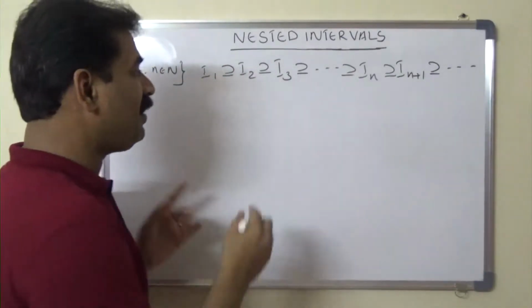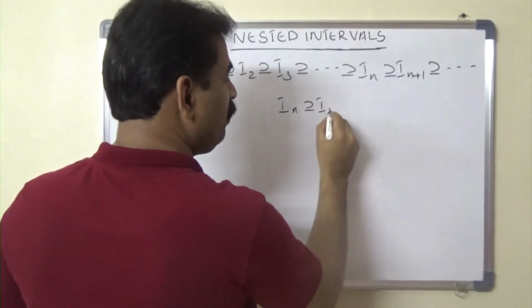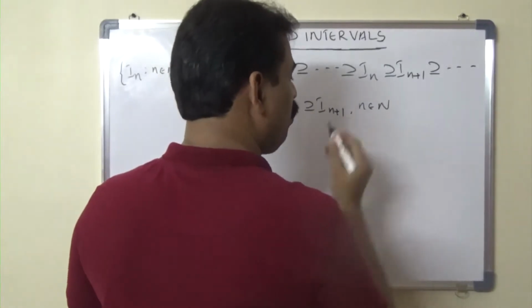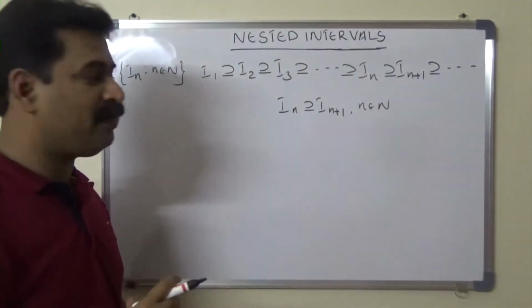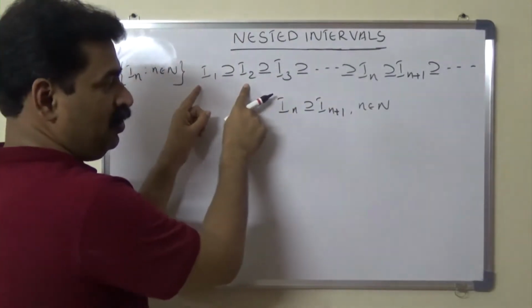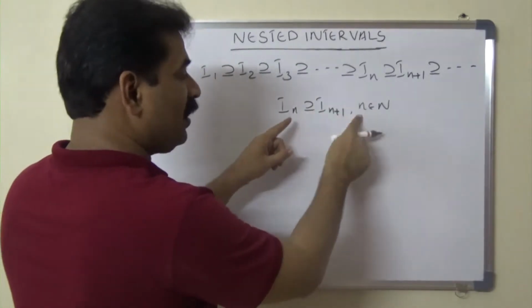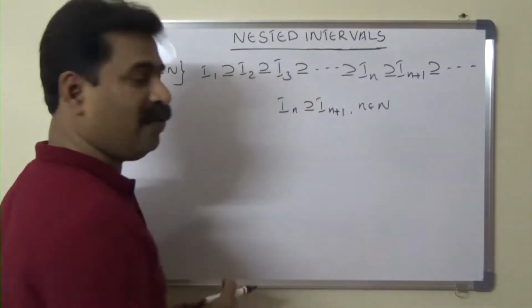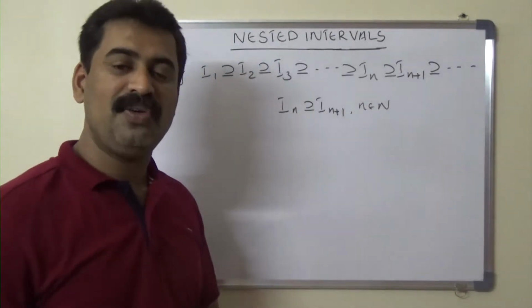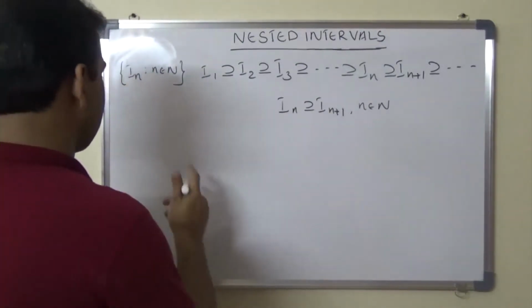Generally, we can write I_n superset I_(n+1) for all n belongs to capital N. If we put n equals 1, this becomes I1 superset I2. Put n equals 2, this becomes I2 superset I3. Put n equals 3, this becomes I3 superset I4. So generally we can write I_n superset I_(n+1) for all n belongs to N.